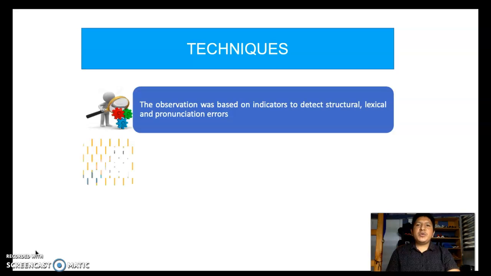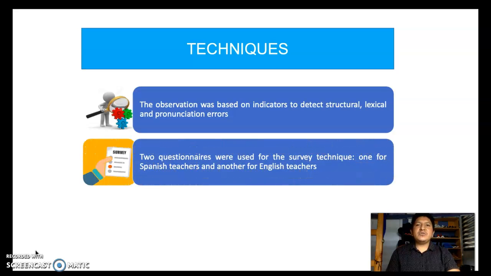Two questionnaires were used for the survey technique. One of them was in Spanish for the Spanish teachers to identify the most frequent errors students make in the L1 Spanish language learning. A second questionnaire was applied to English teachers to identify the correlation between errors in L1 Spanish and L2 English.